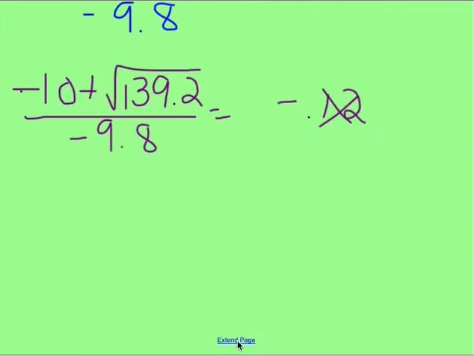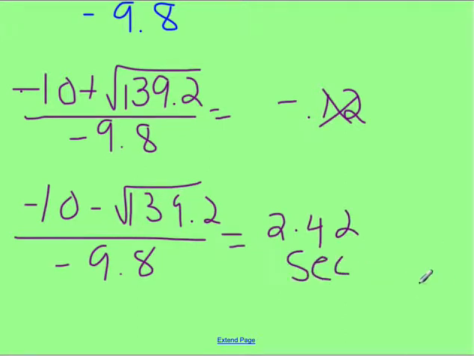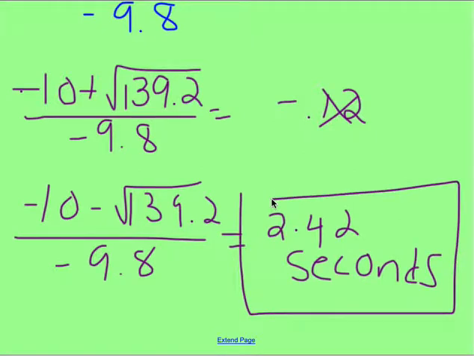Next, what we want to do is the minus version. So now we're going to subtract and then divide by negative 9.8. So now when you plug that one into your calculator, you should get 2.42 seconds. So that would make sense. The Earth has a larger gravity constant, so the ball fell a lot faster on the Earth than it did on the Moon. Okay, so that's really what that problem was telling us.